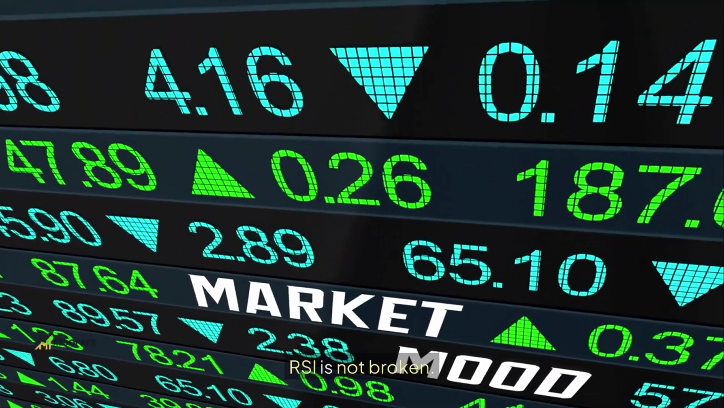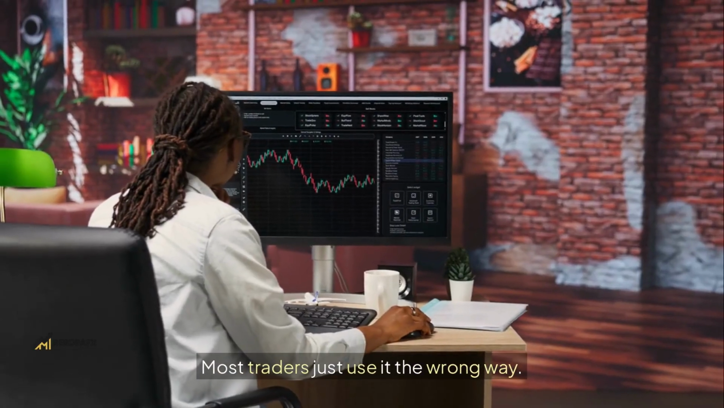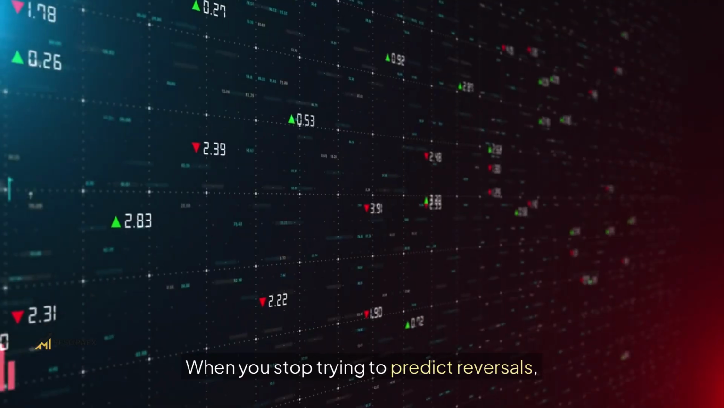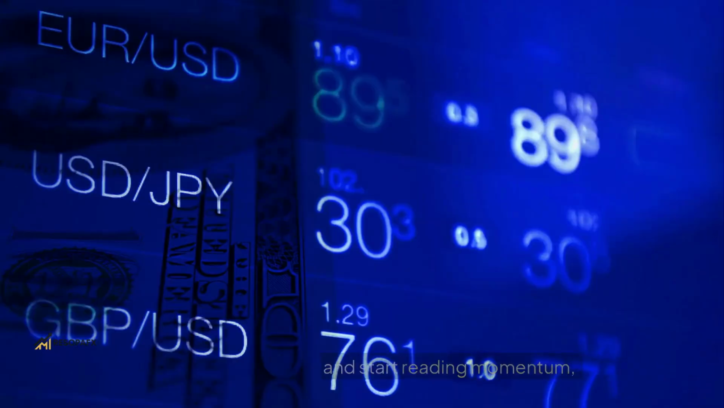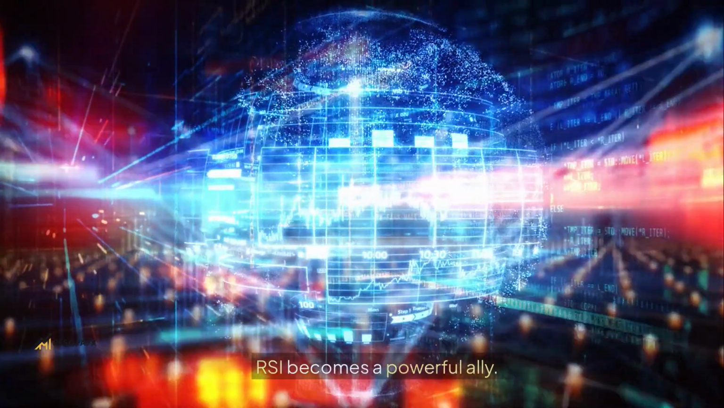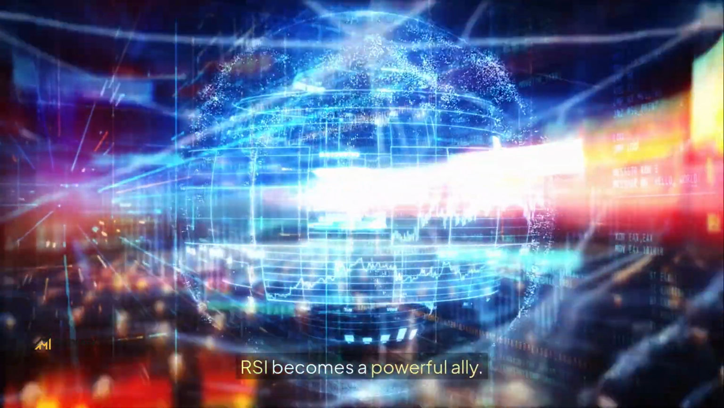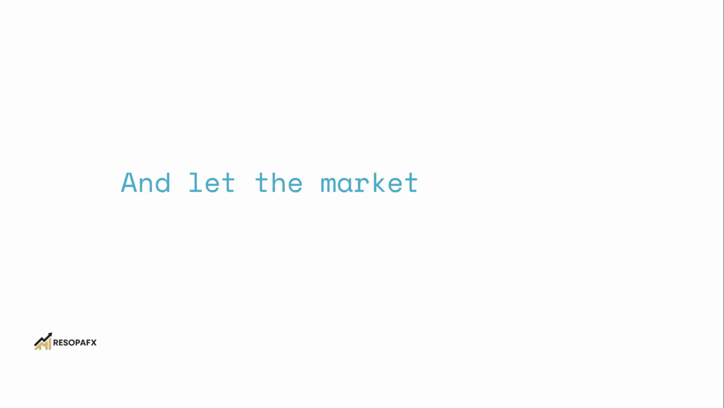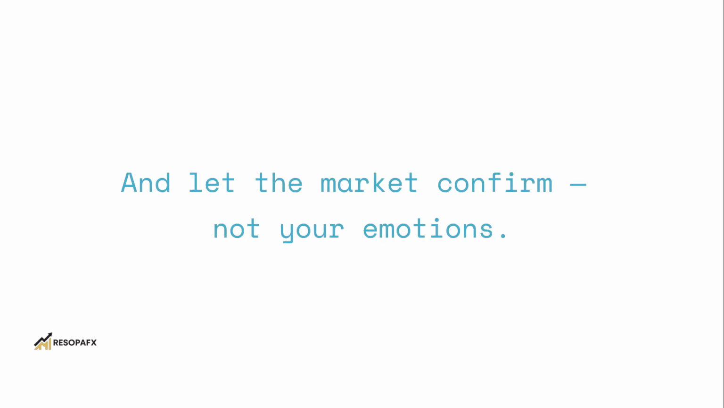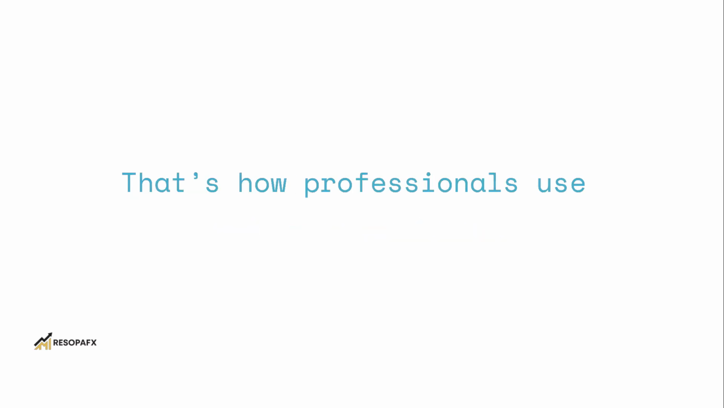RSI is not broken. Most traders just use it the wrong way. When you stop trying to predict reversals and start reading momentum, RSI becomes a powerful ally. Trade with the trend. Read momentum. And let the market confirm, not your emotions. That's how professionals use RSI.